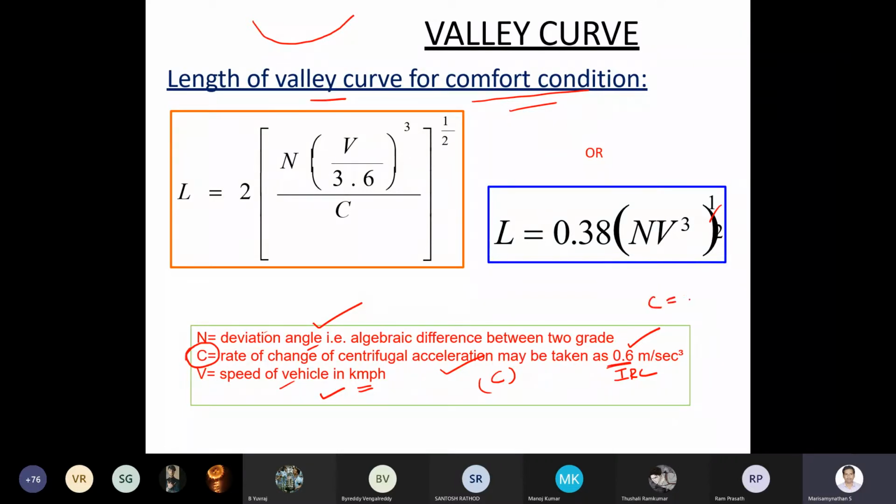If the problem does not give the C value, you directly take the value of 0.6. In case a C value is given, maybe 0.7 or 0.8, other than 0.6, then you have to use this particular equation where you apply the value for C. So either use this one or this one according to the given data. This is the estimation for the length of the valley curve for the comfort condition.